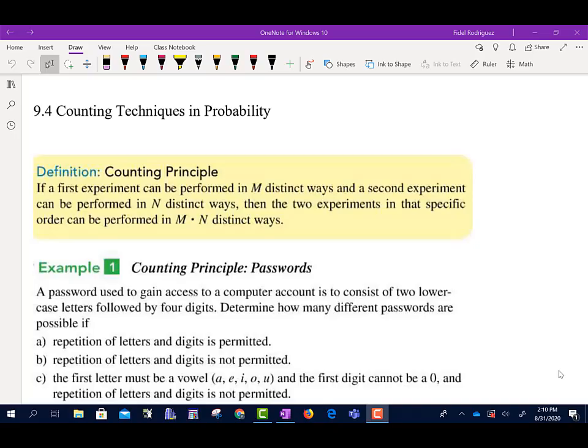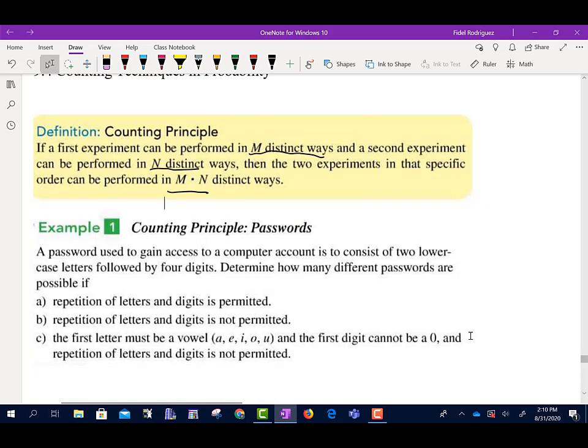Okay, so section 9.4 talks about counting techniques and probability. The first thing I have here is something called the counting principle, and it says if an experiment can be performed in m distinct ways, and a second experiment can be performed in n distinct ways, then the two experiments in that specific order can be performed in m times n distinct ways. All right, so let's take a look at the first example here.